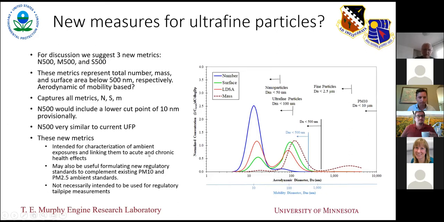So these new metrics, really they're intended for characterization of ambient exposures and linking them to acute and chronic health effects. They are not intended to be used for regulatory tailpipe measurements, although they might be useful in formulating new ambient regulatory standards to complement existing PM10 and PM2.5 standards.